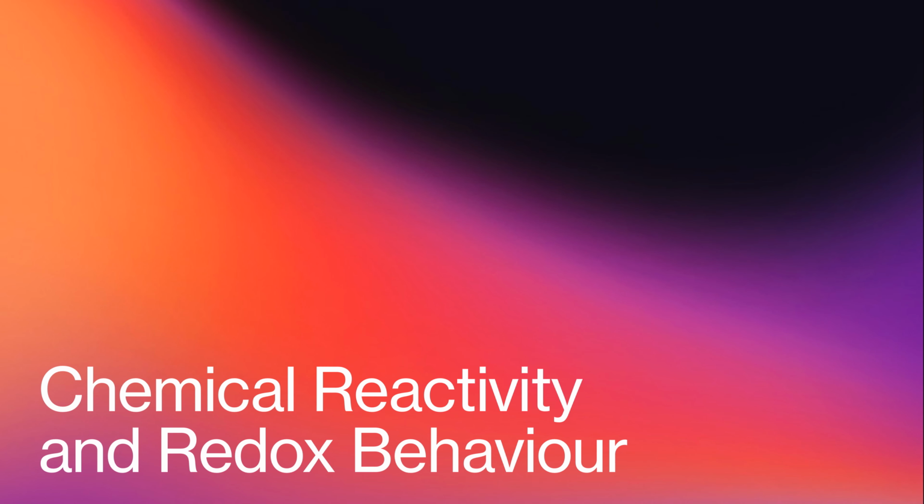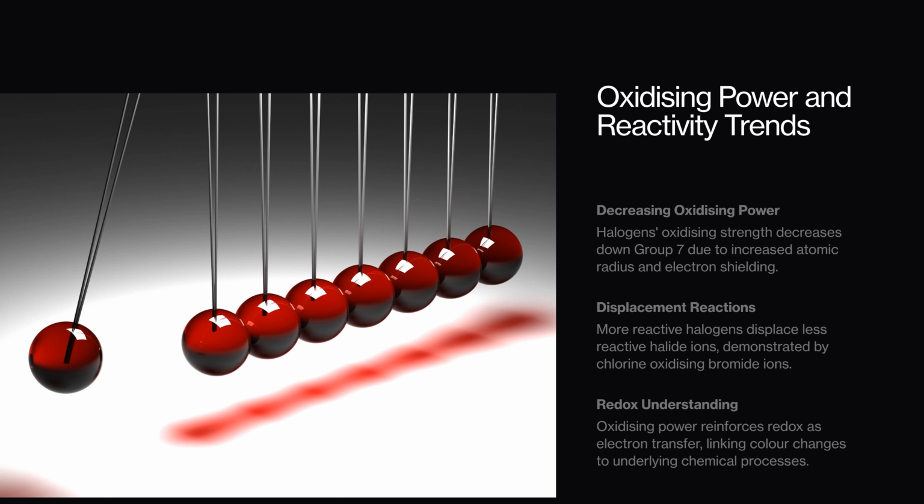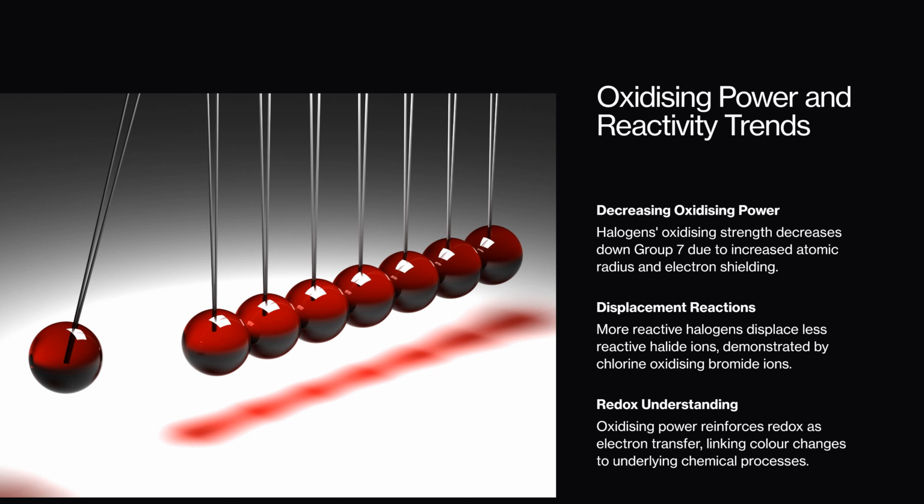Oxidizing power and reactivity trends: reactions with metals and formation of halides. The halogens are strong oxidizing agents, meaning they readily gain electrons in chemical reactions. However, their oxidizing power decreases down Group 7. Fluorine is the strongest oxidizing agent, while iodine is the weakest. This trend can be explained by considering atomic radius, nuclear attraction, and electron shielding. Down the group, the outer shell electrons are further from the nucleus and increasingly shielded by inner shells, making it harder for the atom to attract an extra electron. As a result, the tendency to be reduced decreases.